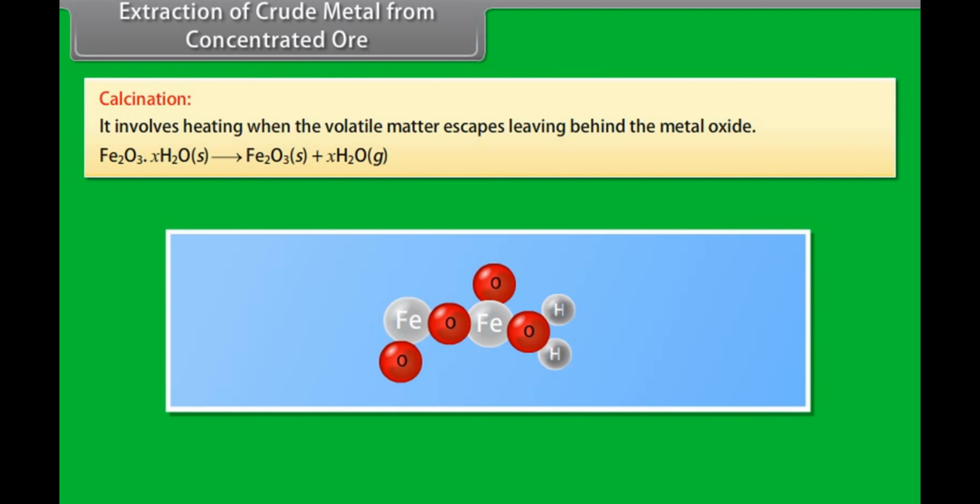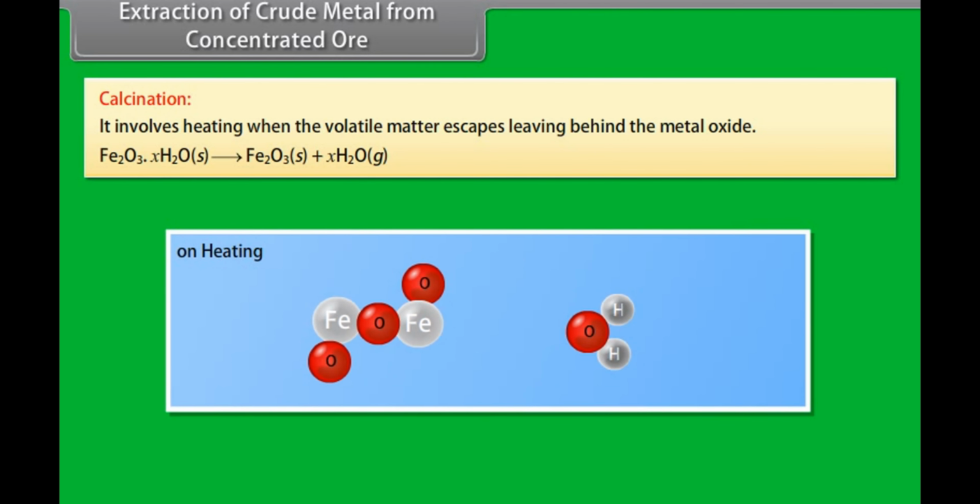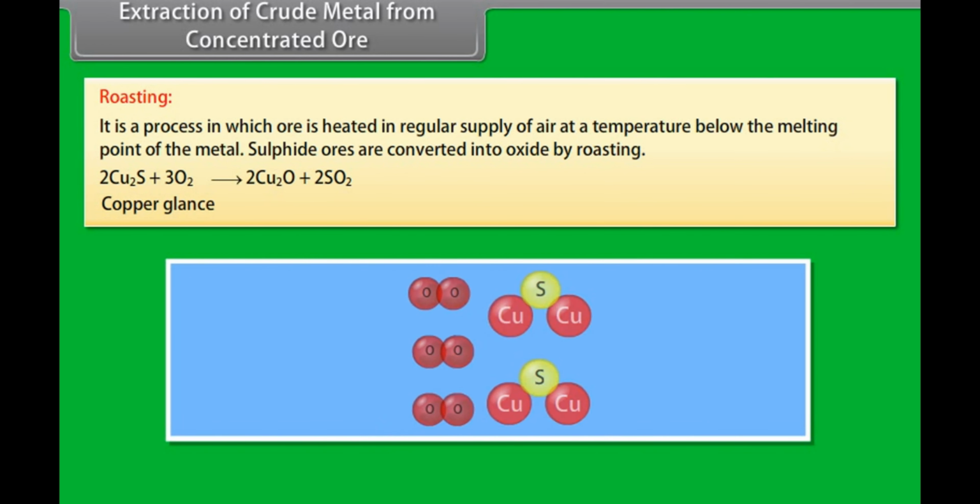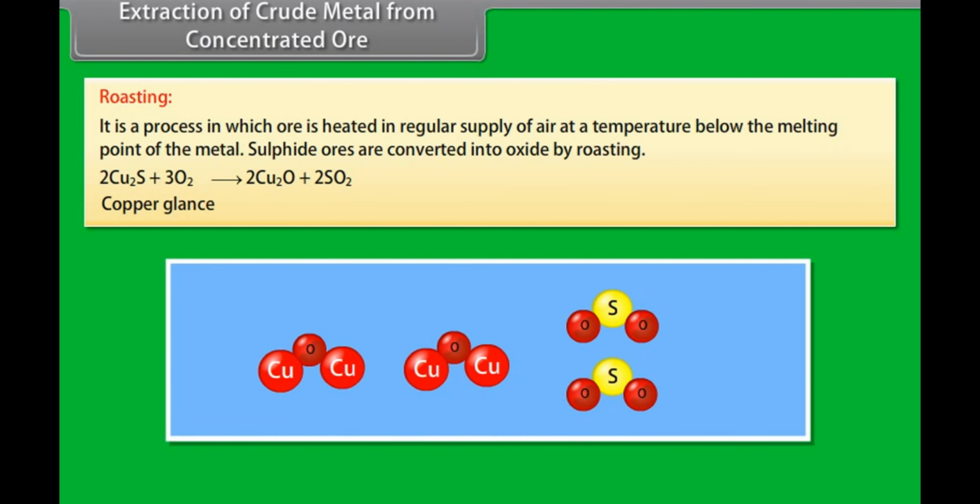Calcination involves heating, when the volatile matter escapes, leaving behind the metal oxide. Roasting is a process in which ore is heated in a regular supply of air at a temperature below the melting point of the metal. Sulfide ores are converted into oxide by roasting.